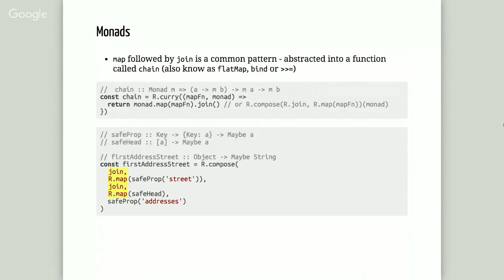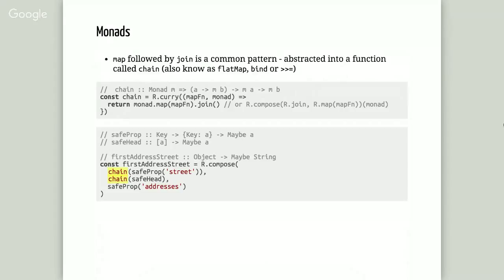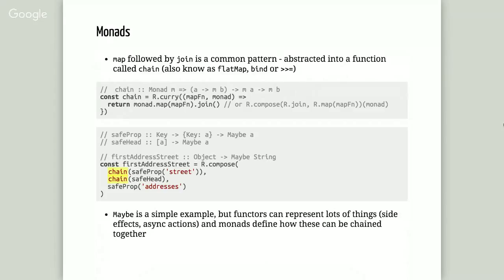So we can then refactor our code further, and these map join combinations can just be converted into chains, and then we've dealt with the fact that we've got multiple layers of functors, multiple layers of maybes here, but we're still just getting back a single maybe. And that's a simple version of what a monad does. When you think about the fact that a monad or a functor can represent things like asynchronous I/O or something which has side effects, it becomes quite powerful when you think it's defining how you chain these things together. And that's, I guess, where the power of monads comes in.